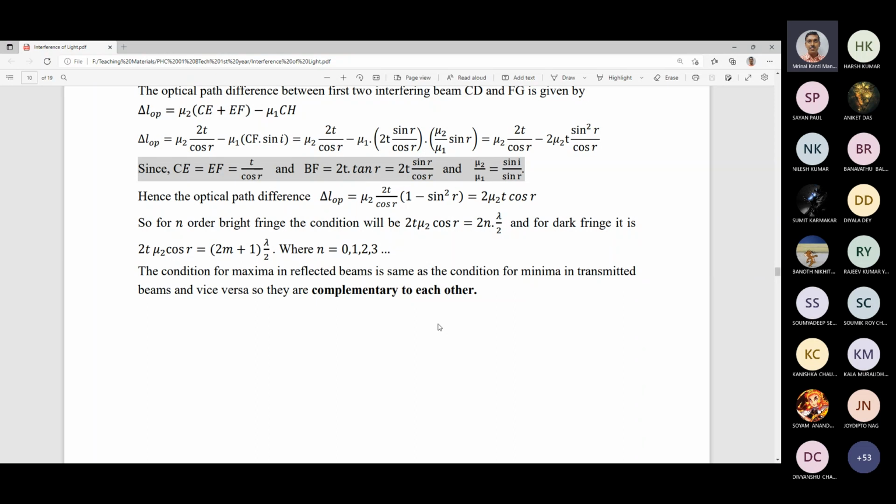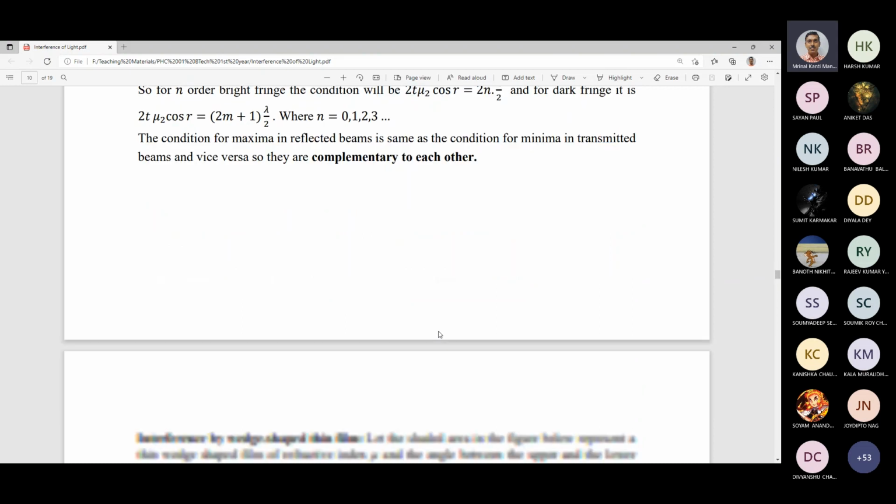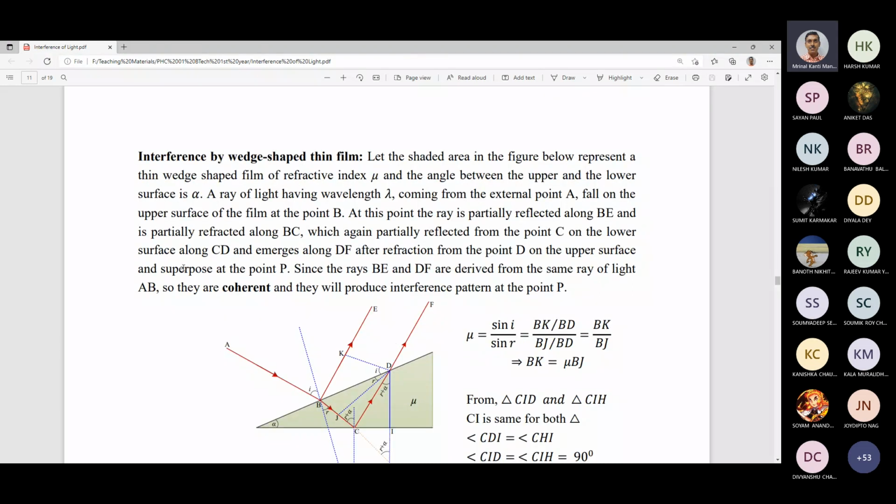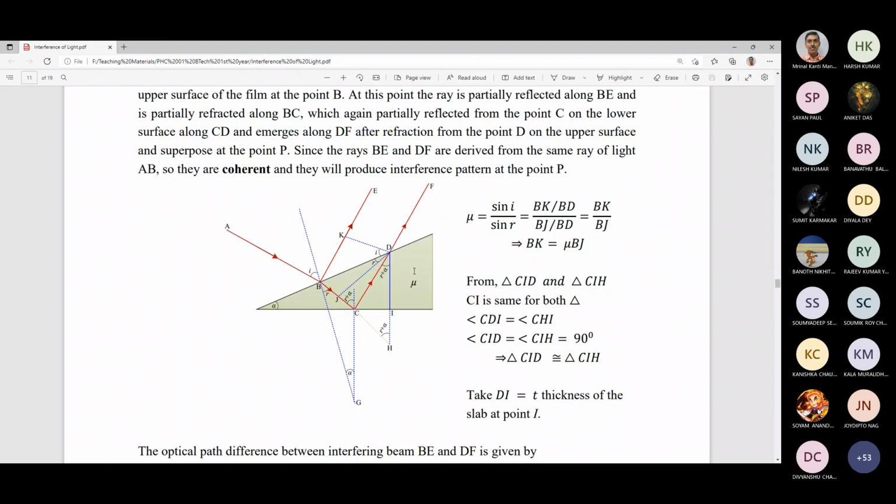Because in reflection there is an abrupt phase shift of pi, but in the case of the transmitted beam there is no abrupt phase shift. So the conditions are reversed, right? Point is clear? Yes, sir. So I will stop it here. You will see, and next class we will continue from the wedge-shaped film. Okay. So I will stop it here today.